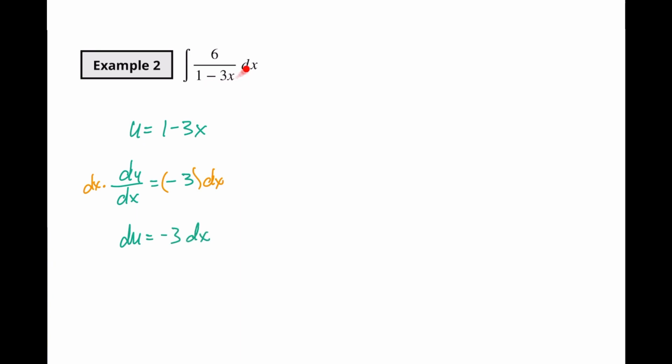If I want to start substituting my u's in, I'm going to make this the integral of 6 over u, and then I've got to substitute in something for my dx. So again, I don't have just dx. I don't have a negative 3 up in here. So I've got to get dx by itself. I'm going to move the negative 3 to the other side, and I'm going to have a negative 1/3 du is equal to dx. So now I can put in here times a negative 1/3 du.